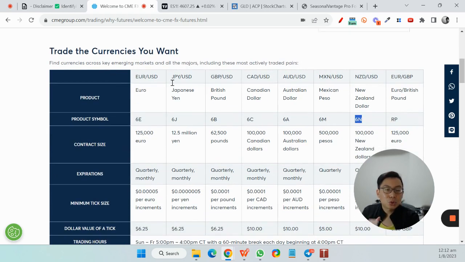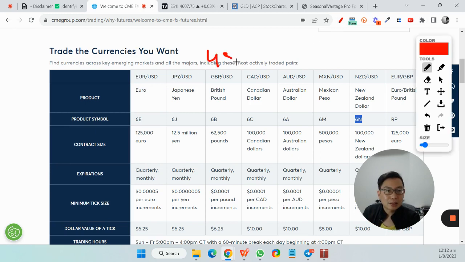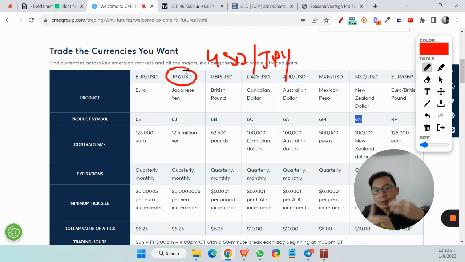But just to let you know, there is a different naming convention. For example, typically in spot forex it is USD versus JPY. But for the futures, it is actually JPY over USD. So the movement is kind of inverse. If you don't understand what I'm trying to say, doesn't matter. I will see whether I get a chance to share it with you later.